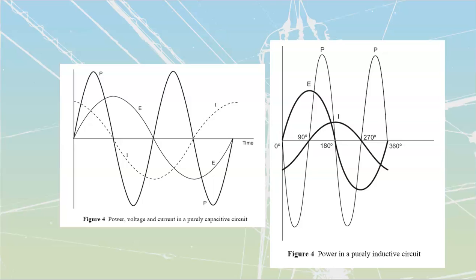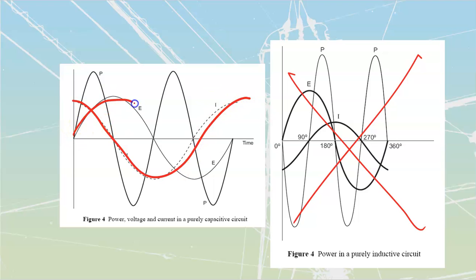Let's look at these graphs that we are going to have over here. I don't want you to take a look at this one here yet. We'll compare that one in a second. We've got figure number 4 over here, which is power, voltage, and current inside of a purely capacitive circuit. We know that our current is going to be leading my voltage through here. And if I multiply these together, a positive current and a positive voltage, I see that I'm going to get a positive power.